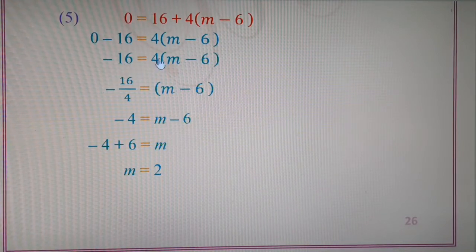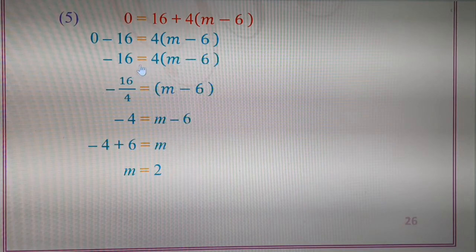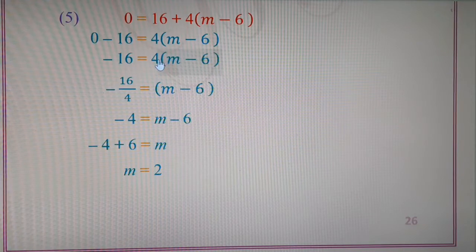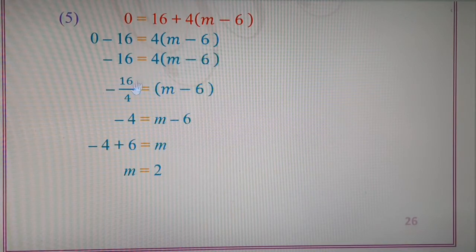In the next step, multiply 4 will be transferred to the left hand side from the right hand side and it will go in the denominator, 16 upon 4. Here 4 is multiplied with the bracket. So in order to transfer 4 from right hand side to left hand side, we have to use the transpose rule. Transpose rule means the opposite rule, and opposite of multiplication is division. Hence the opposite rule of multiplication is division. So we will write 16 divided by 4 or 16 upon 4.